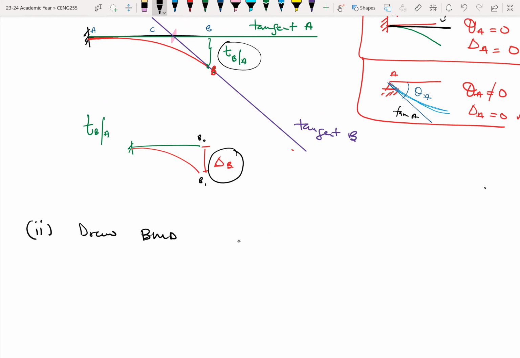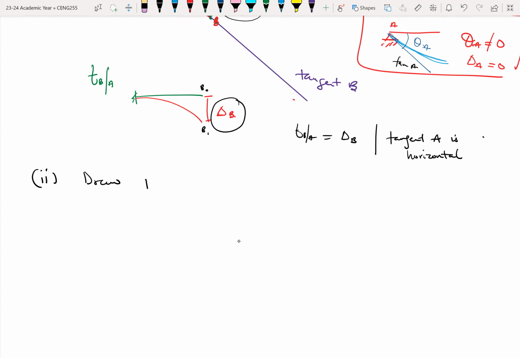And the reason is because the tangent at A is horizontal. Okay. If the tangent at A was a different direction or orientation, then TBA would not be equal to delta B. Okay. But in this case, that is what we have, because of the fact that tangent A is horizontal.